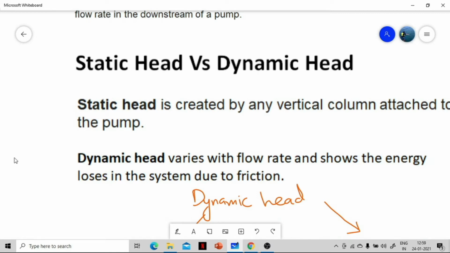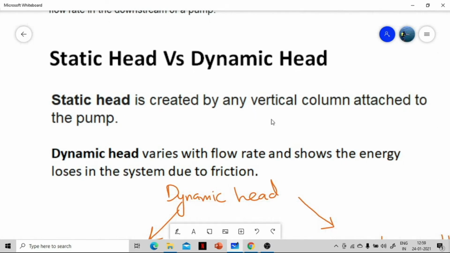Static head is created by any vertical column that is attached to the pump suction, or any pressurized system that is connected to the pump discharge side. The static head does not change, and in the pump-off condition it remains the same. On the other hand, dynamic head varies with the flow rate and shows the energy losses in the system due to friction, like throttling of the discharge valve.